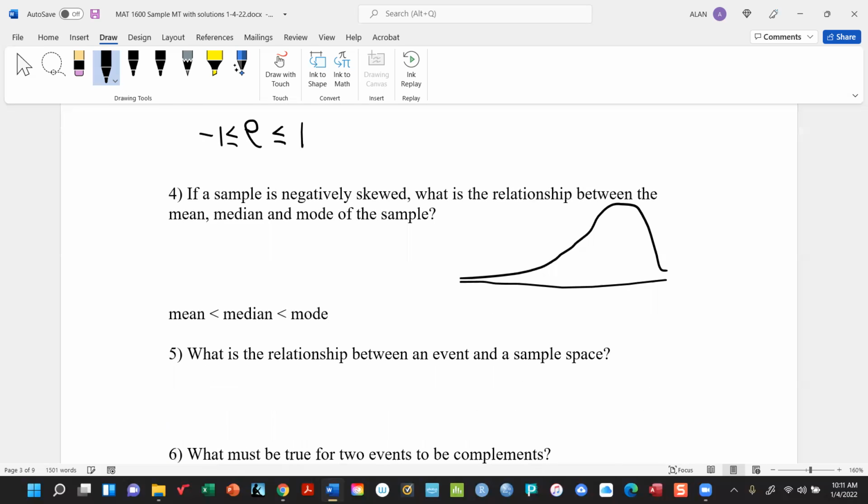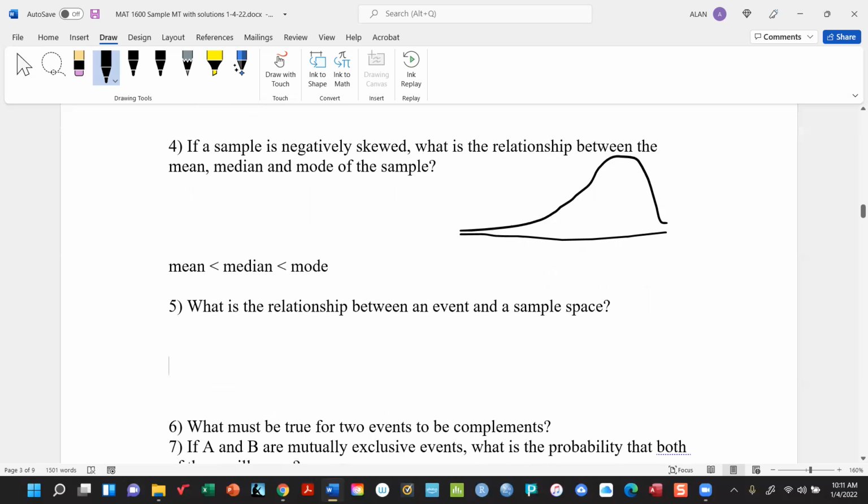Now, the other two cases were, of course, in the same chapter. You can go back and look them up. The actual test might ask you what's going on when the sample is positively skewed, for example, or symmetrical. When it is positively skewed, the mean is the largest of the three. And when the sample is symmetrical, all three of them are equal to each other.